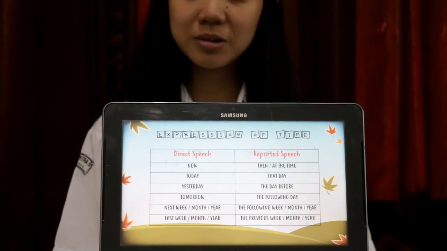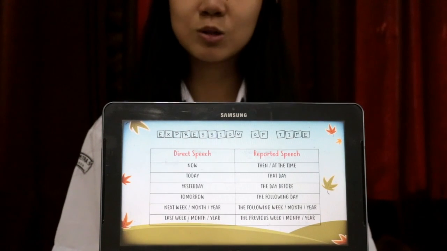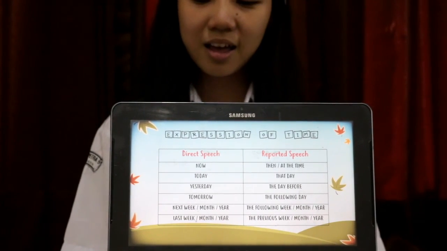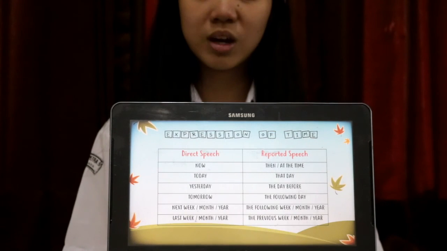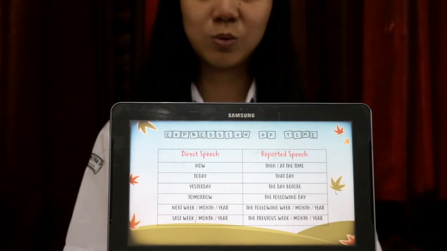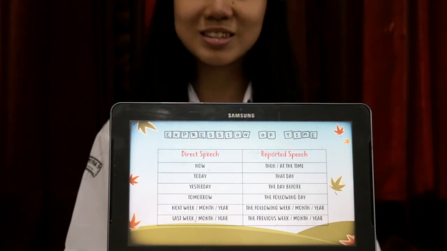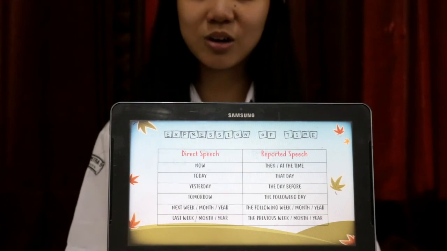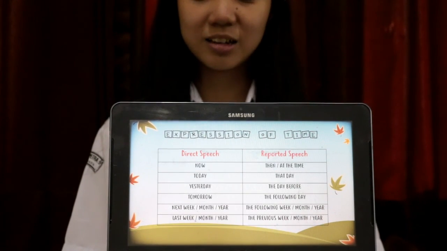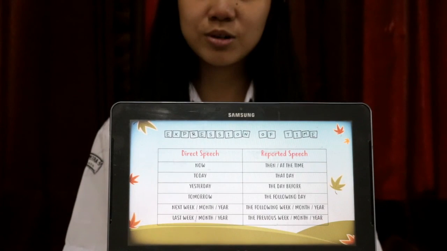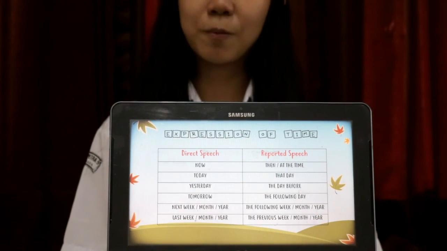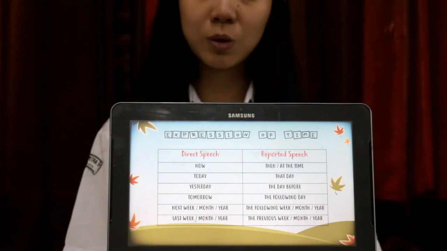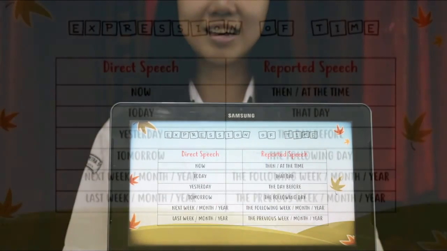In direct speech, we use tomorrow. In reported speech, we use the following day. In direct speech, we use next week, next month, or next year. In reported speech, we use the following week, the following month, or the following year. In direct speech, we use last week, last month, or last year. And in reported speech, we use the previous week, previous month, or previous year.